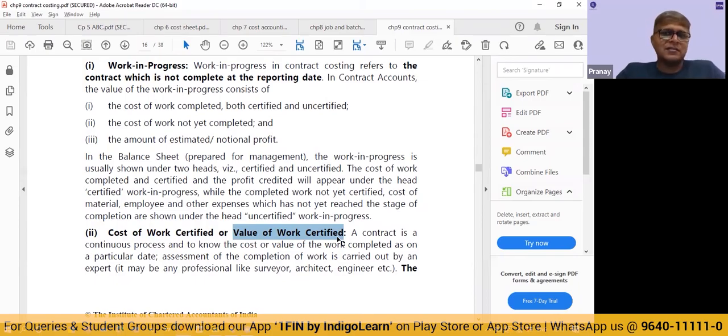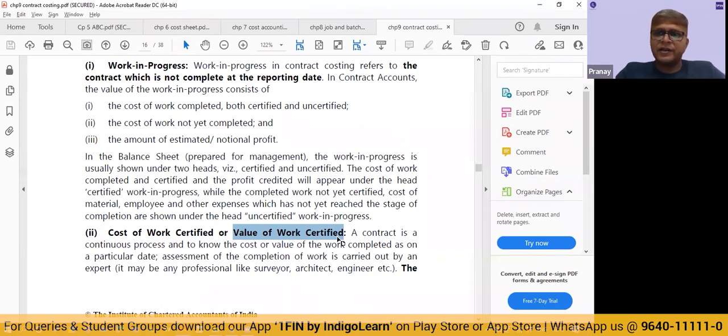But usually what happens? The contractee who has given us the contract is not going to pay the entire 5 lakh. Why? See, though it is certified, it is still not complete in all aspects. There is some work still to be done. So usually the contracts have something called a retention clause. The contract may have a clause which says, okay, we are going to release only 80% of the value of the work that is certified as progress payment. The rest 20% we are going to retain, which we call retention money.